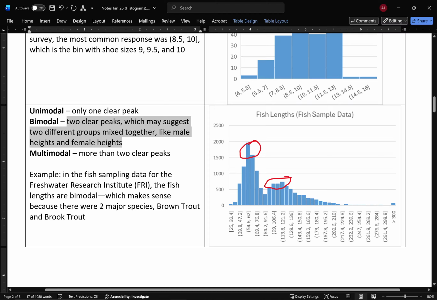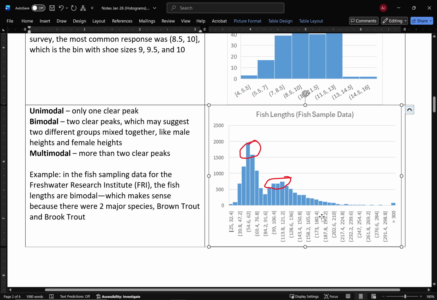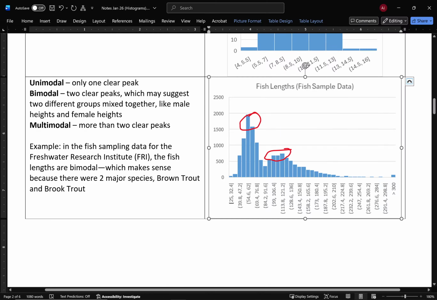I originally thought it might have been two species, like brown trout and brook trout, but later on, after I made this picture, I checked and it's not the two species. So I started to think it might be native trout and stocked trout, but I'm not sure about that either, honestly. So I really don't know where the bimodal thing is coming from here. It's like a mystery for now. Maybe I'll have to ask Matt Wilson about that. But yeah, you can clearly see these two peaks. In addition to bimodal, you can have trimodal or just multimodal, just more than two clear peaks.